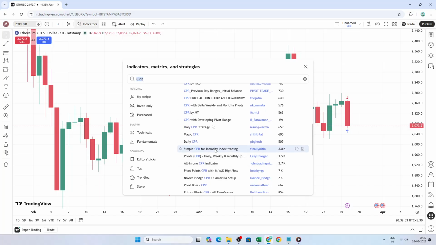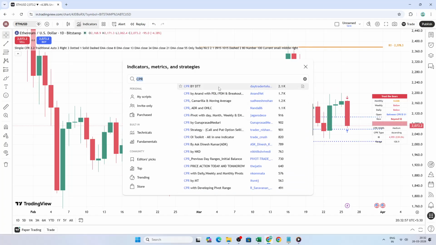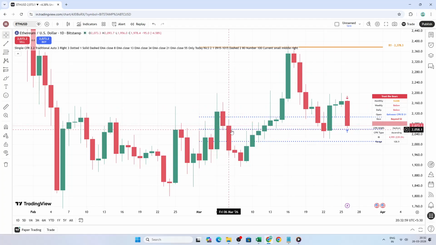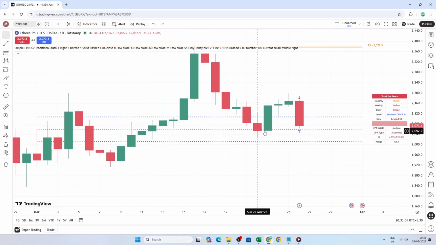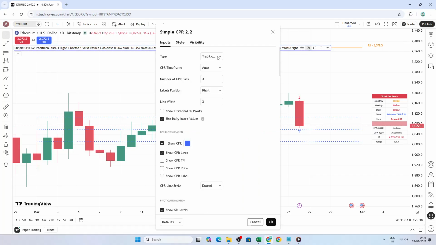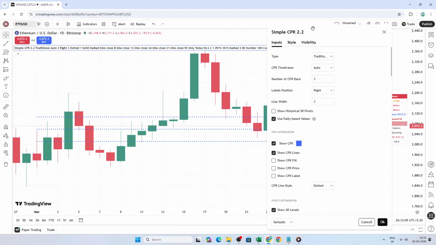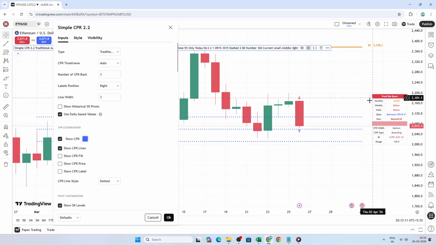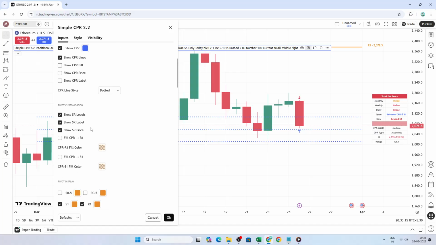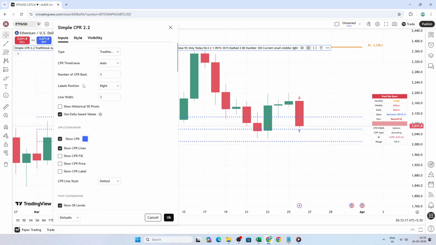After the lines appear, customize them so they're clear and consistent with your chart theme. To do that, hover over the indicator name at the top left of your chart and click the Settings icon. Here you can change colors, line thickness, and visibility of the individual levels. If the script offers calculation or session options, keep the calculation on daily, since CPR is derived from the prior day's data. And confirm the chart's time zone matches your trading plan.